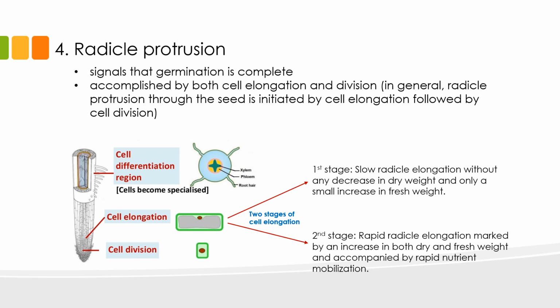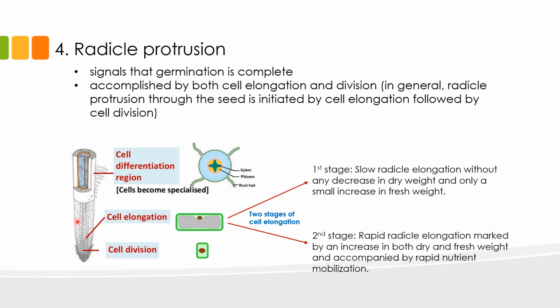Now, radicle emergence is accomplished by both cell elongation as well as cell division. In general, the emergence of the radicle through the seed is initiated by cell elongation followed by cell division. This is an illustration of a root showing different cell activities. The root tip is a site of cell division, and that makes sense because the root needs to elongate, and that can be accomplished by cell division. Slightly above the root meristem or root tip is a site of cell elongation, and above that is a site of cell differentiation. Cell differentiation is important in the development of other organs, such as lateral roots. Now let's go back to the site of cell elongation.